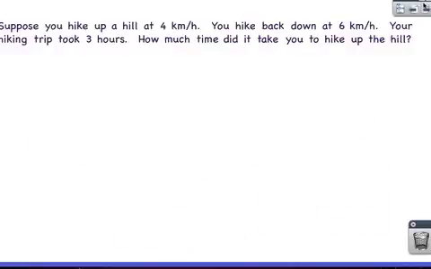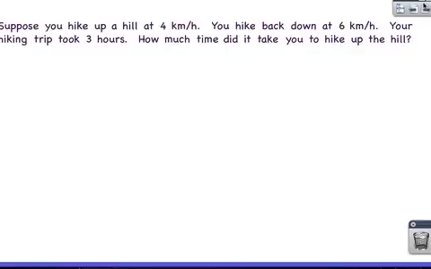Now you try this problem. Pause the movie and resume when you're ready. Suppose you hike up a hill at 4 kilometers per hour. You hike back down at 6 kilometers per hour. Your hiking trip took 3 hours. How much time did it take you to hike up the hill?